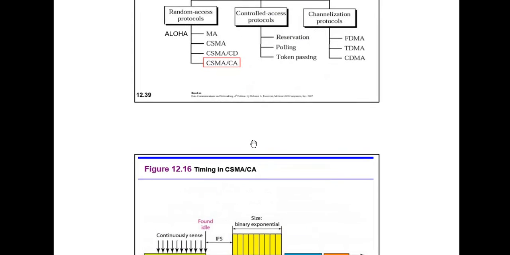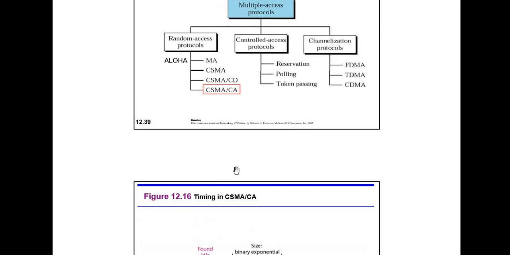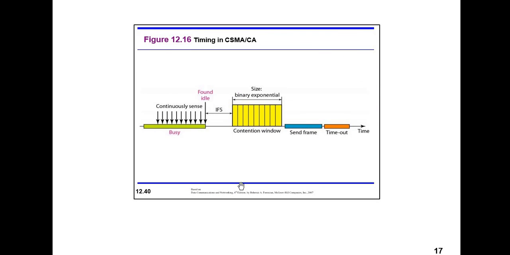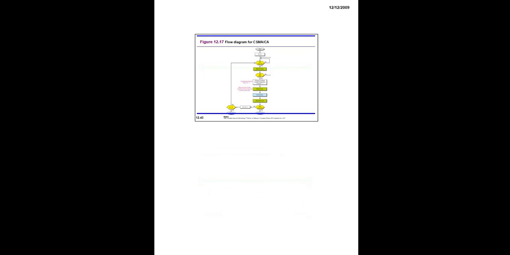So to further improve, we go for CSMA/CA, carrier sense multiple access with collision avoidance. So check continuously. If it is found idle, wait for the IFS time. And we have a contention window based on binary exponential. After that duration only, the frames are sent and timeout happens. So the IFS can also be used to define the priority of the station. So based on the priority, the wait time changes.